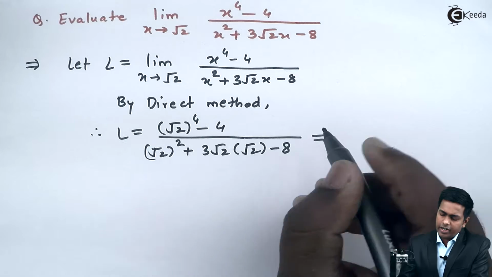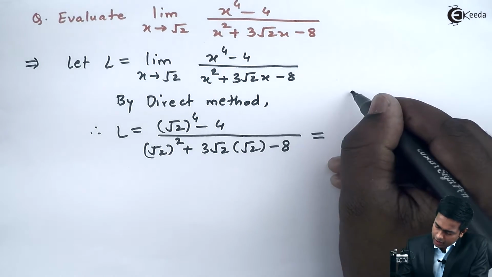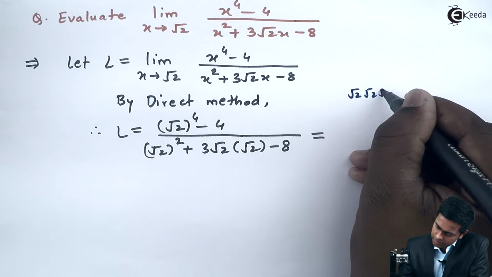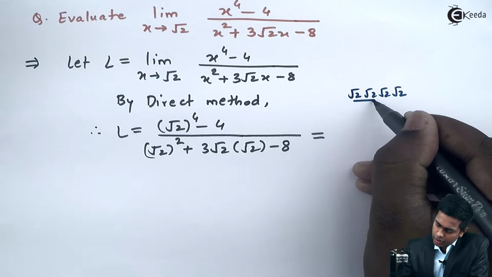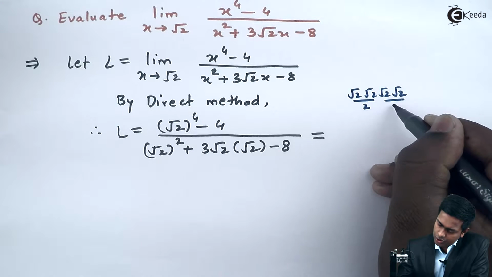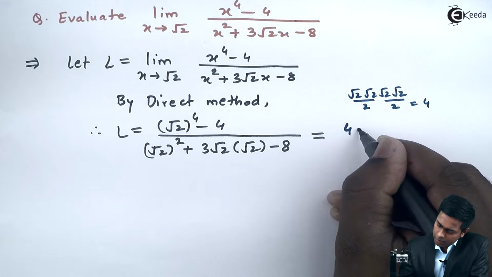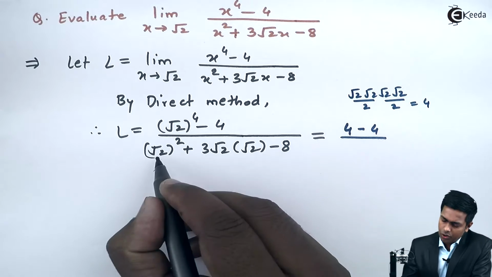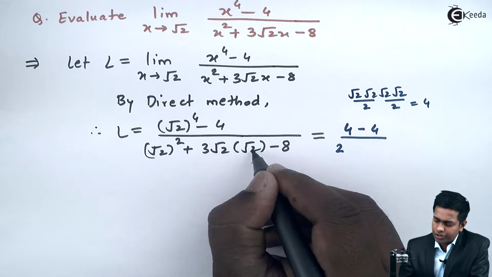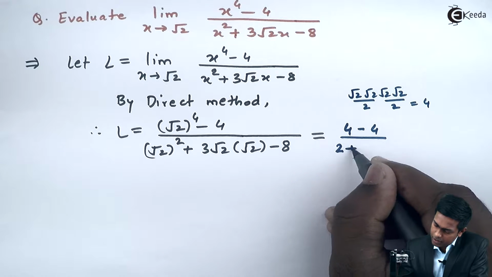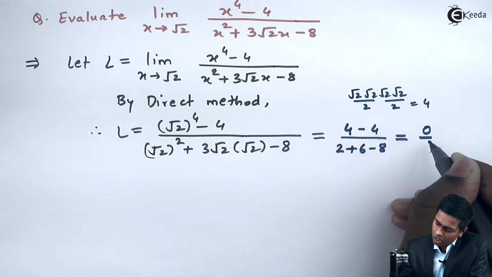Now let's find out the value of root 2 raised to 4. Root 2 raised to 4 is nothing but root 2 four times. So this root 2 into root 2 is 2 and this root 2 into root 2 is 2. So it will give us 4. So in the numerator we will get 4 minus 4 upon root 2 square is 2, 3 into root 2 into root 2 is 2, so 2 into 3 is plus 6 minus 8. So it is giving us 0 upon 0.